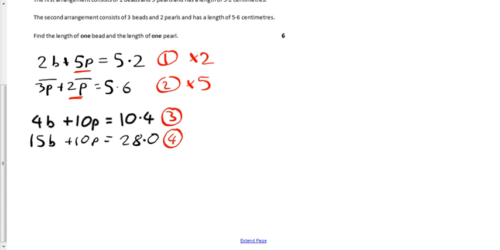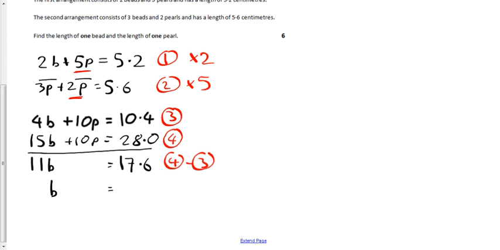I am now going to do 4, and I'm going to subtract 3. I could do 3 subtract 4, but looking at these numbers here, these are the bigger ones. I want to avoid working with negative numbers wherever possible. So 15 minus 4 would give me 11b. 10 subtract 10, that'll give me nothing. 28 minus 10.4 would give me 17.6.